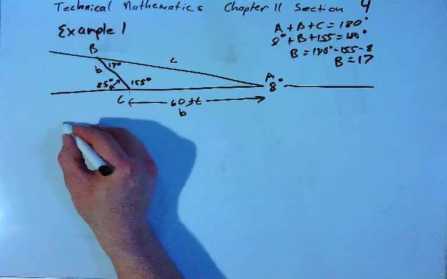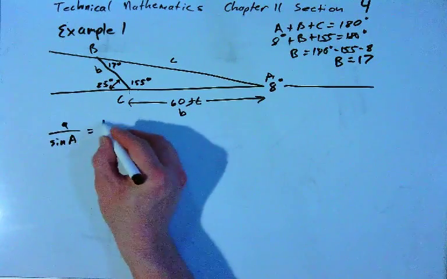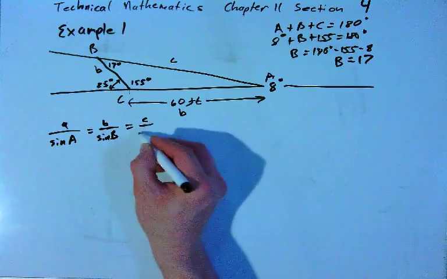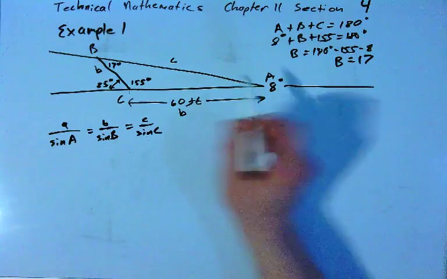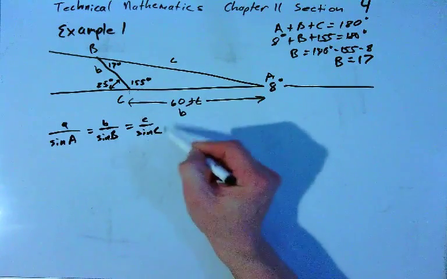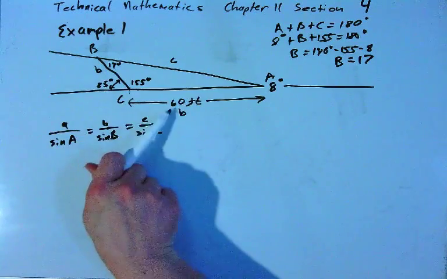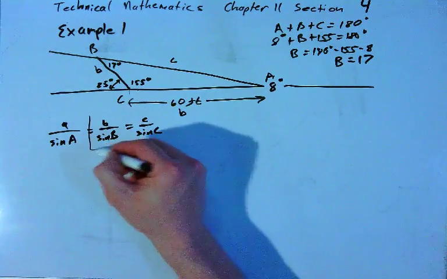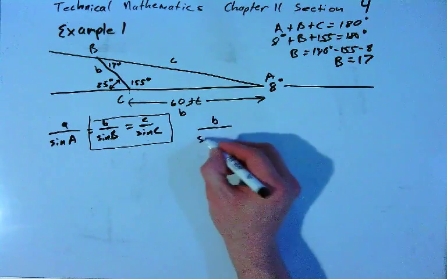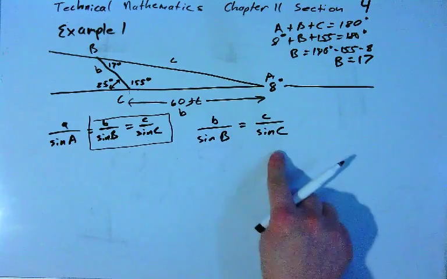And so the law of sines says that A over sine A is equal to B over sine B is equal to C over sine C. Now the side I'm looking for is C. So I want to try to use C over sine C if I can, because that's the side I'm looking for. And I know angle B and side B, so I want to use the equation B over sine B is equal to C over sine C.